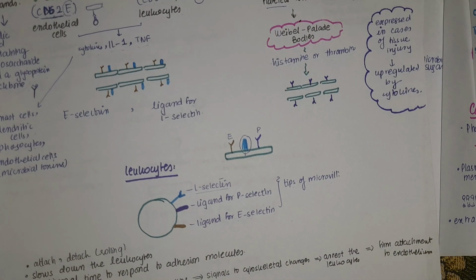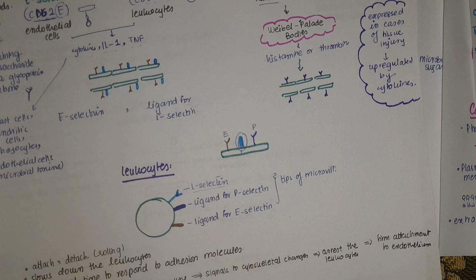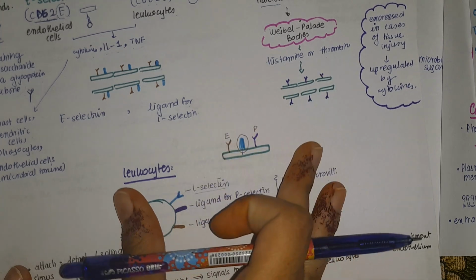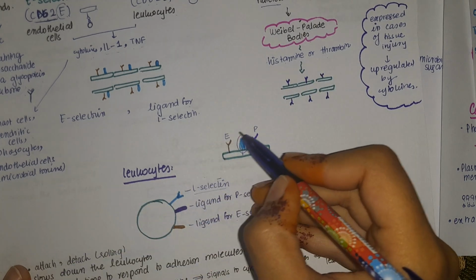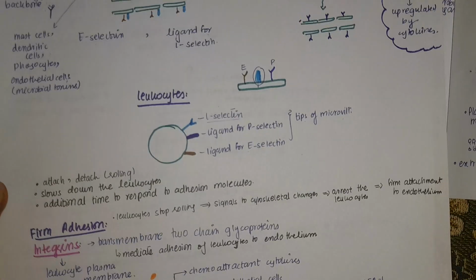I hope you understood. And this adhesion through the receptor and ligand interaction will allow the leukocyte to roll over the endothelium from one place to another place. So this is how it takes place. Now, why is this rolling important?